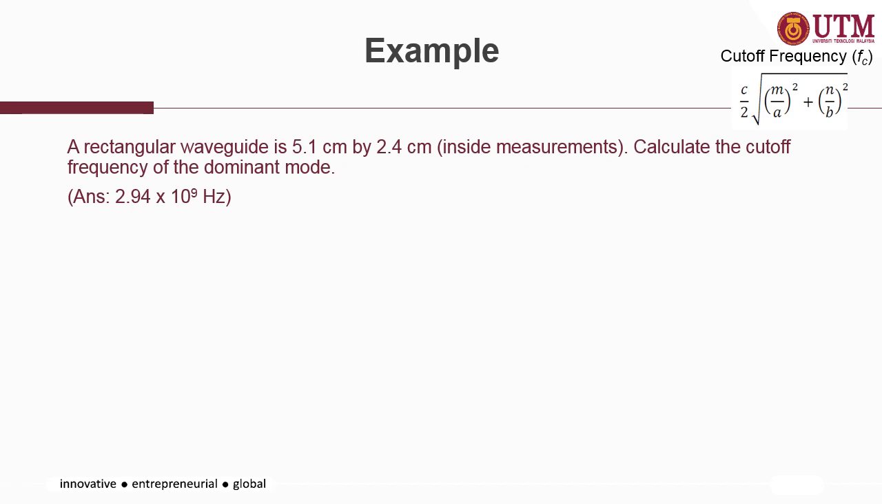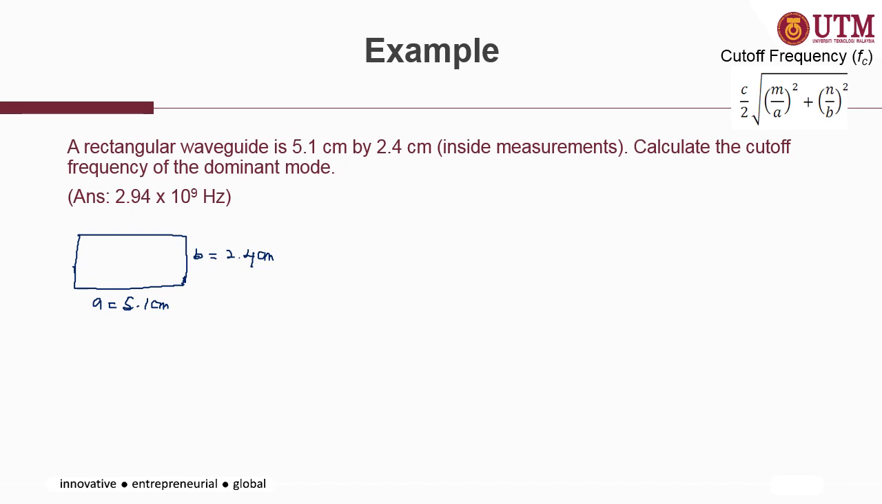Okay, let's look at an example. A rectangular waveguide with dimensions of 5.1 cm by 2.4 cm. So the longest dimension will be your A equal to 5.1 cm, and B equal to 2.4 cm. When you have a question, I recommend you draw or sketch the waveguide structure so that you can relate the parameters with the illustration.